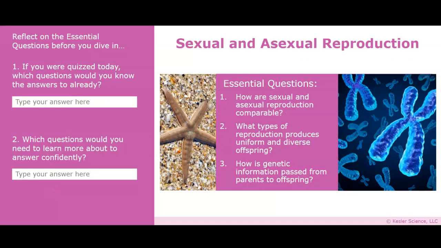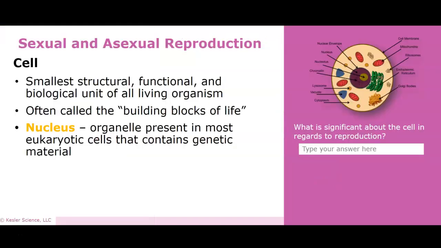So first you're going to look at the essential questions, which are how are sexual and asexual reproduction comparable? What types of reproduction produces uniform and diverse offspring? And how is genetic information passed from parents to offspring? So let's take a look here.